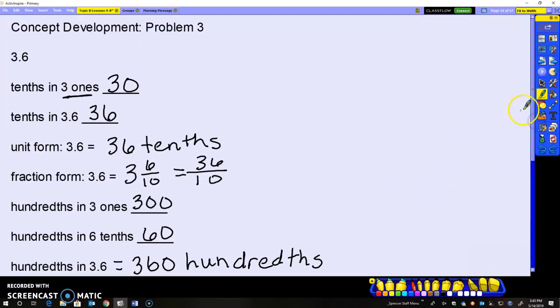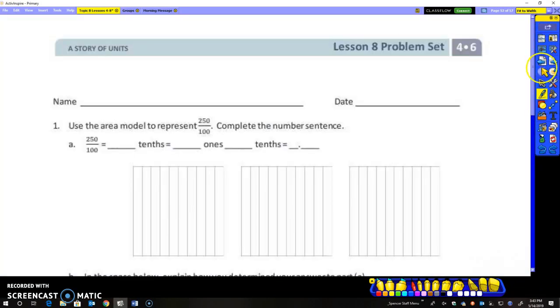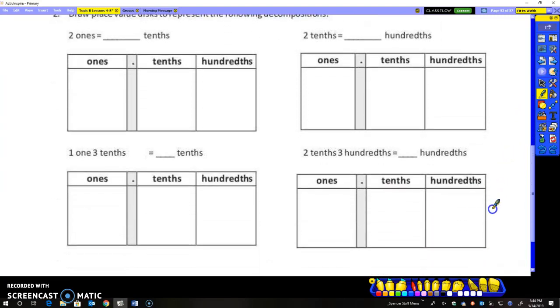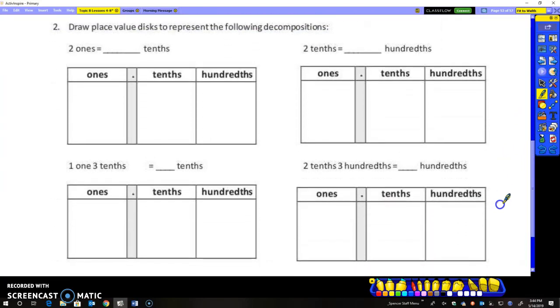Alright, and I believe, if I'm not mistaken, that is pretty much it for today. Yeah, and you're on your problem set. So you've got some area models that you'll fill in, not too many. I'm mostly going to focus on the place value charts today. So when you're being asked to show different units, be careful to make sure you know what they're asking you. All right? Do a great job, guys. Bye-bye.